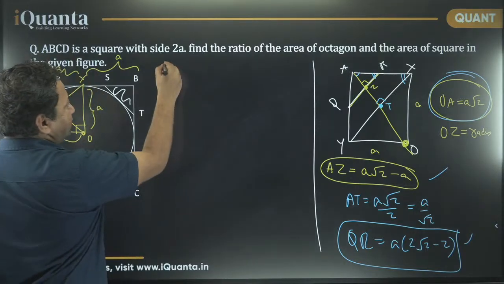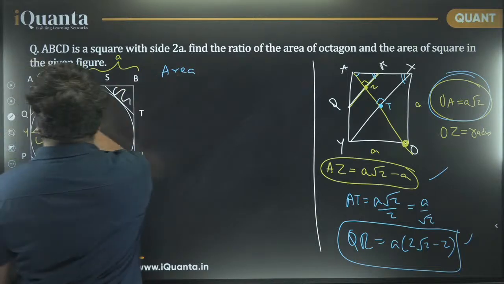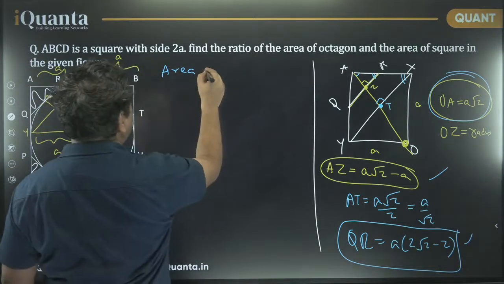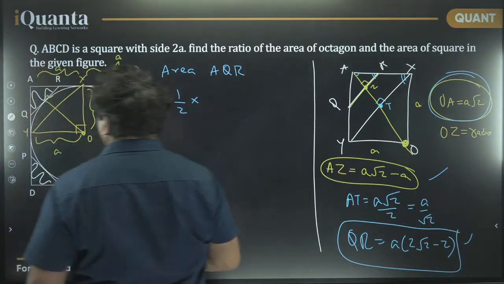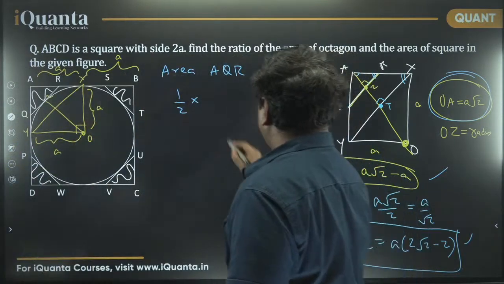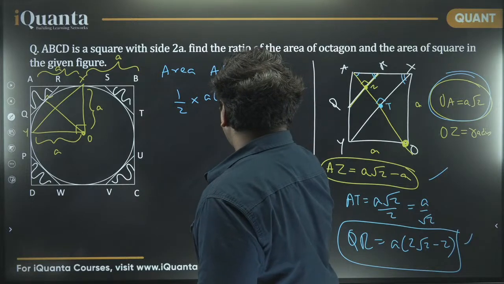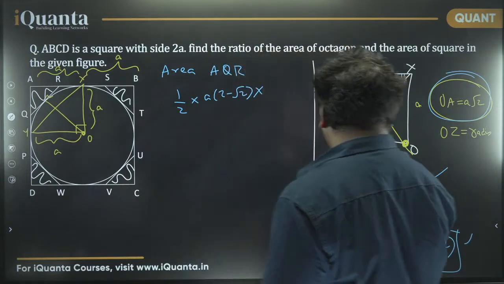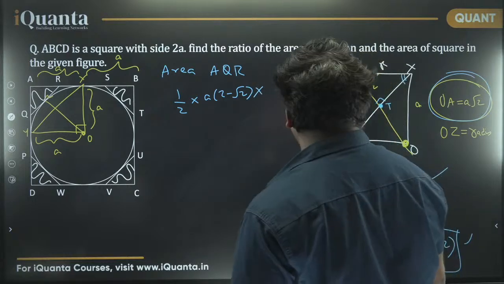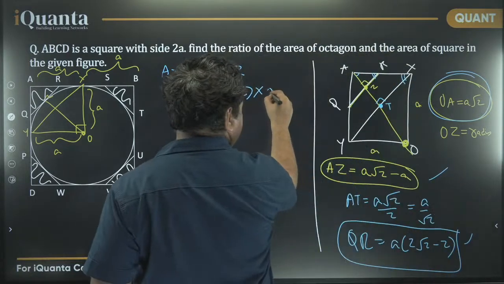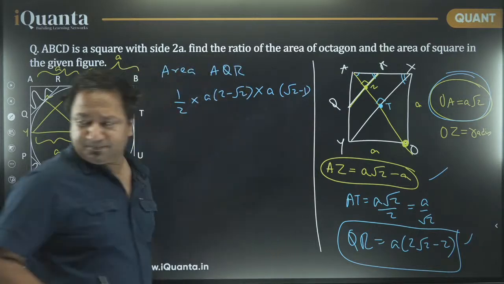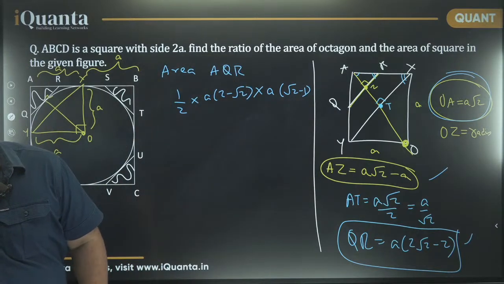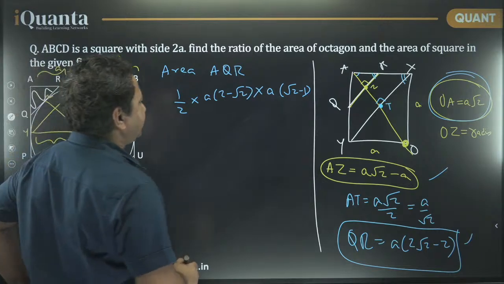Well, so area of triangle, this AQR, definitely calculate, it will be half into base into height. So base is QR, A times 2 minus root 2 into height is AZ, that is A into root 2 minus 1. That is what we have with us. Clear? We got the area.